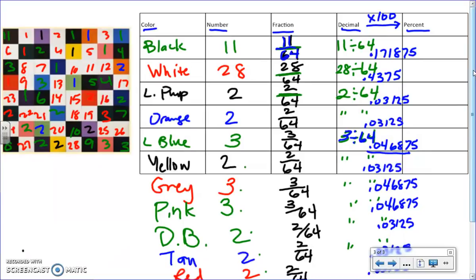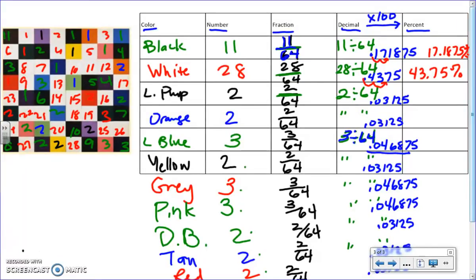So in decimal form, black would be 0.171875. In percent form, we would move that decimal twice. It would be 17.1875%. Okay, I just moved that decimal 2 spots. If I know the decimal is 0.4375, as a percent, it would be 43.75%. Okay, per 100. So I'm multiplying by 100.